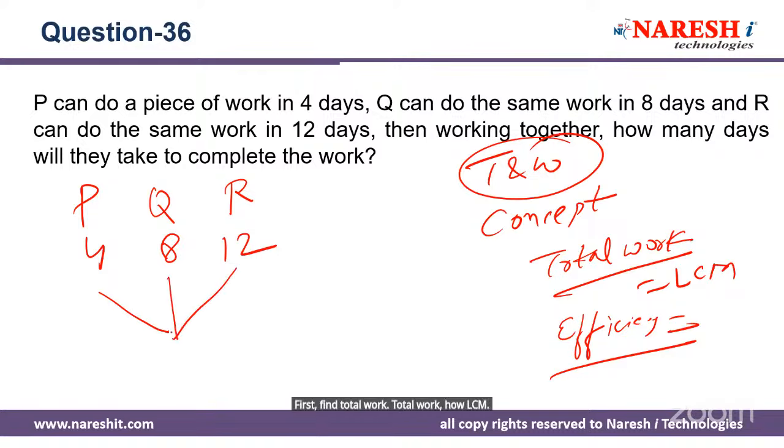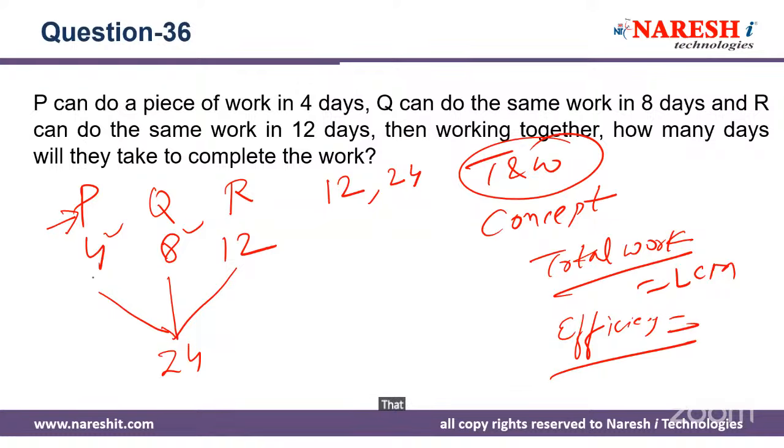LCM. Yesterday, I told you how to find LCM. From the highest number, take the multiples. What is the highest number? 12. First, check whether 12 is divisible by both 4 and 8 or not. No. What is the next multiple of 12? 24. Is it divisible by 4 and 8? Yes. 24 becomes the LCM. What is efficiency? Efficiency means how much work P can do in one day.